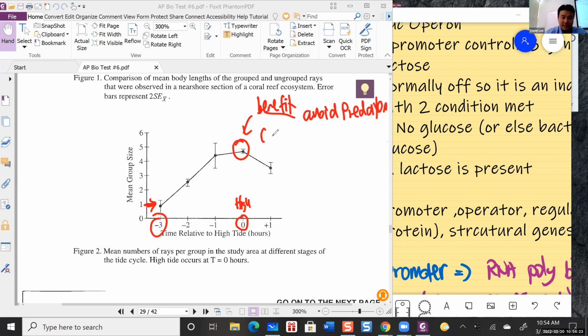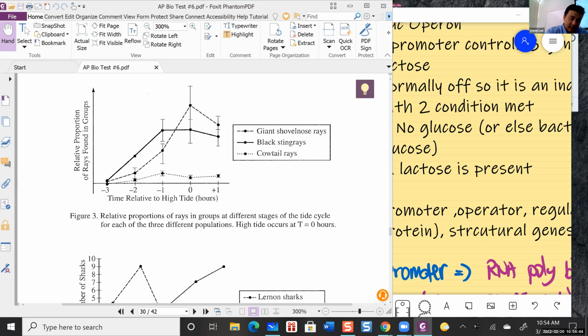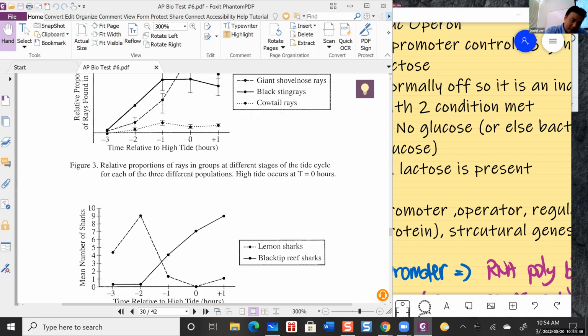The cost is you only have so much food. Groups compete when there's low tide. When there's low tide, the opposite is true, right? You want to be alone so that you avoid competition. So that's basically what figures 1 and 2 are telling us. Oh, there's more? Oh, good Lord. There's figure 3 and 4.